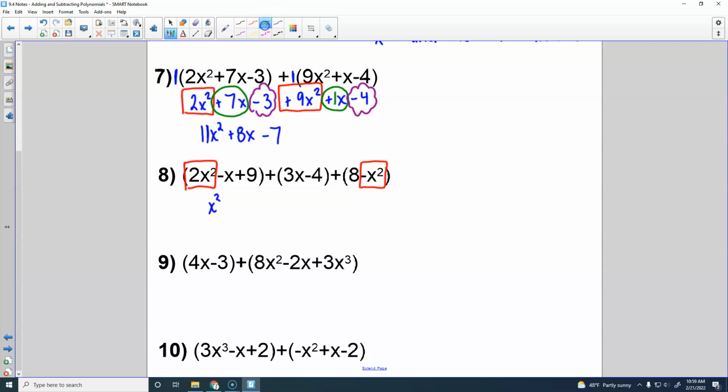Then I'm going to look for my x's. Negative x and 3x. Caroline, what am I going to get when I put that negative x and that 3x together? It's like a negative 1 and a positive 3, so negative 1 plus 3 would give you a 2x. And then, Julian, I've got to put my constant terms together.